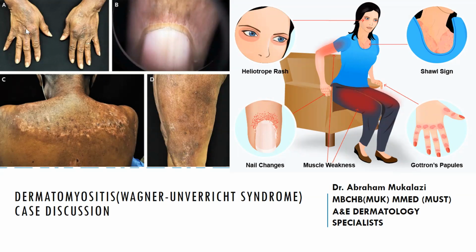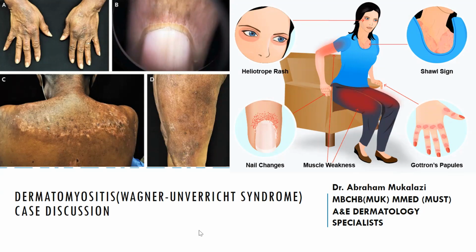So in the picture that you see here, we see a rash on the hands. We see some splinter hemorrhages here and loss of or ragged cuticle here. We see a rash on the back here. Then we also see a rash on the thigh. When you look at the animation, it is also showing you a rash around the eyes, a rash in the neck, a rash on the hands, as well as muscle weakness, and also papules. So don't worry, we're going to look at the details of each.